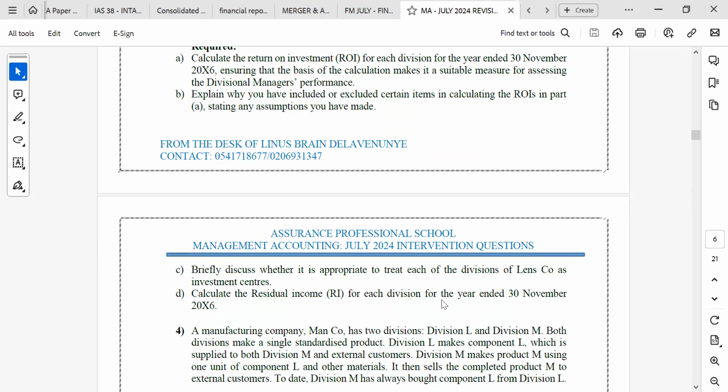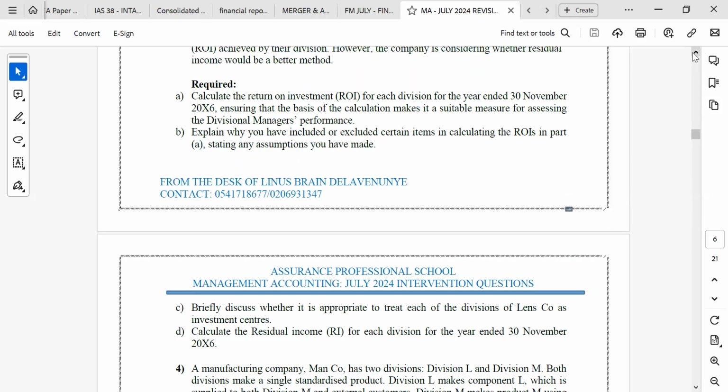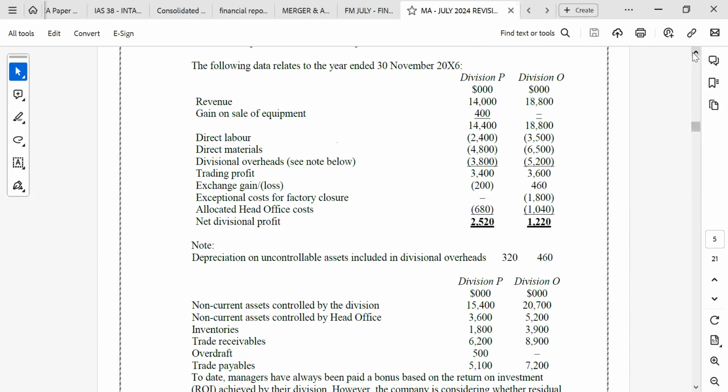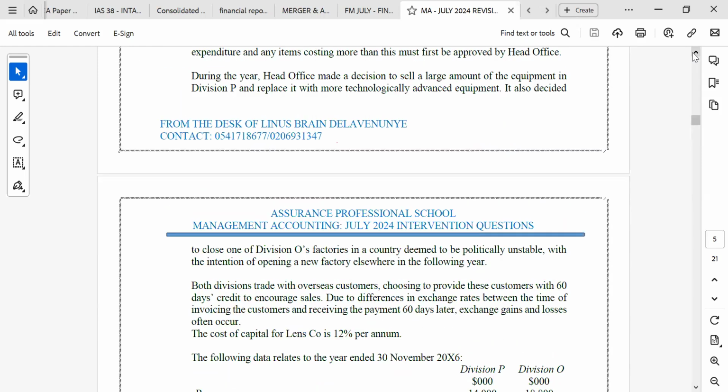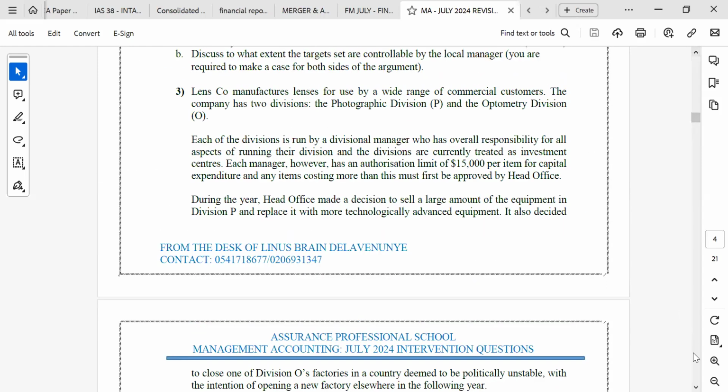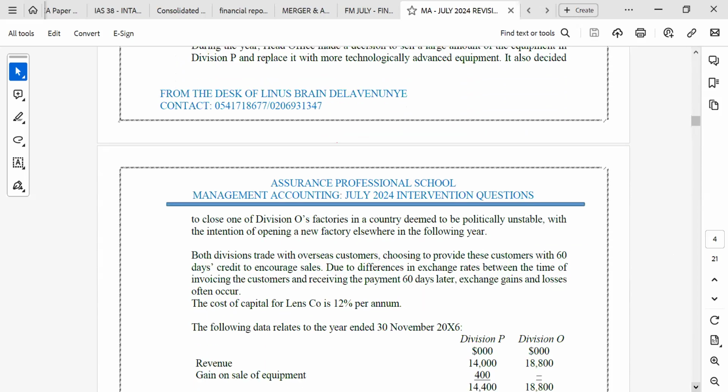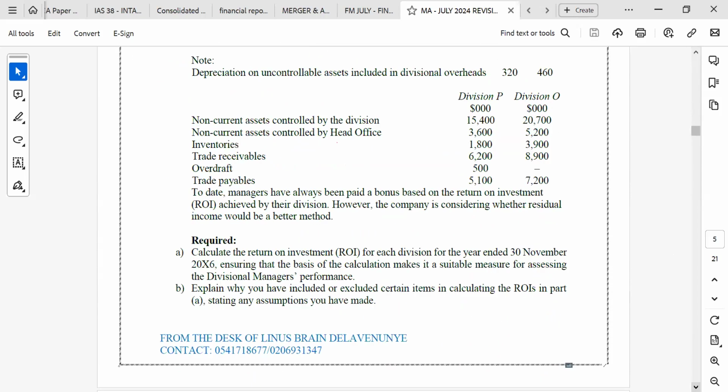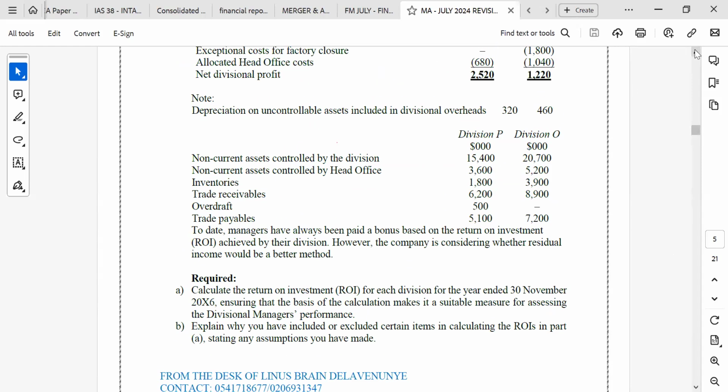Okay. So let's come here. You can see that this is the place where we have to use the principle of controllability. They are asking you to measure the performance of the divisional managers, isn't it? Yes. So whenever they are asking you to measure the performance of divisional managers, we use the items that are under their control. Although they have examined return on investment last sitting, they can still bring it. Although my vim is not there, anything can still happen.